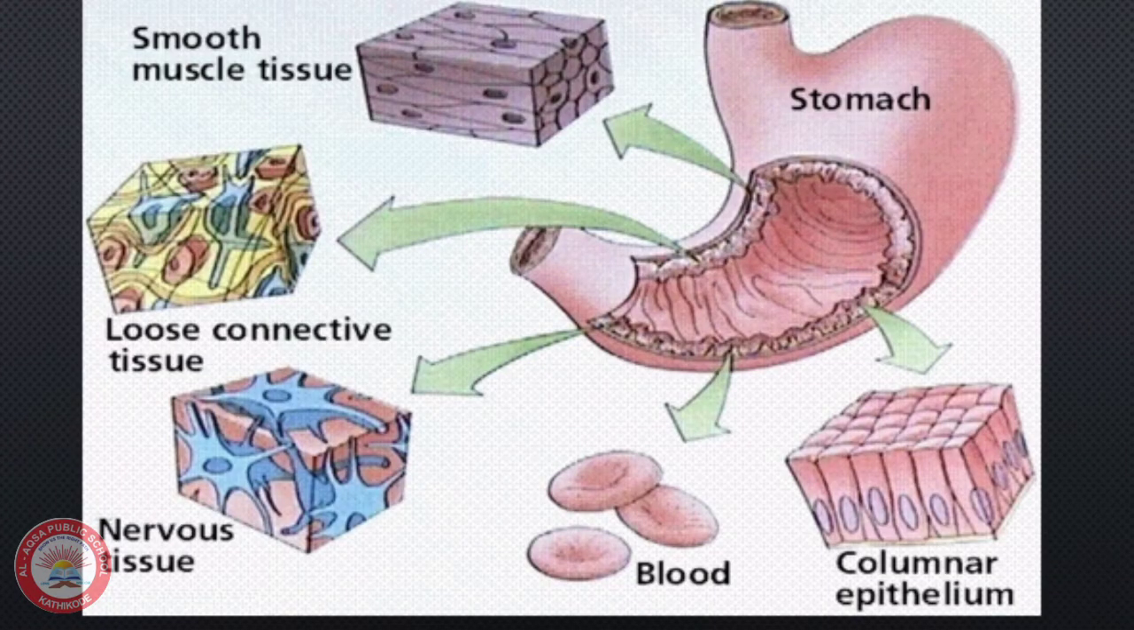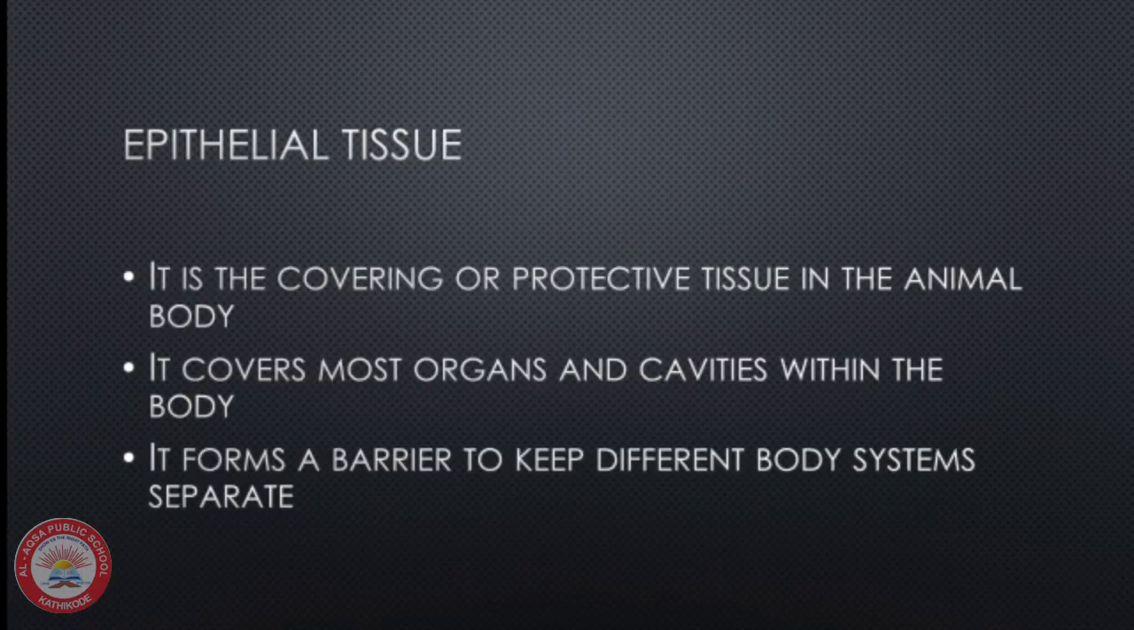Observe the picture of stomach. These are the different tissues that form stomach. So, in the same organ, different types of tissues can be found. Let us see the first tissue in detail, the epithelial tissue. It is the covering or protective tissue in the animal body. It covers most of the organs and cavities within the body. It forms a barrier to keep different body systems separate.